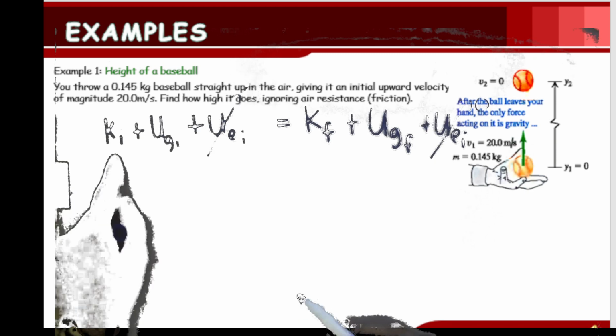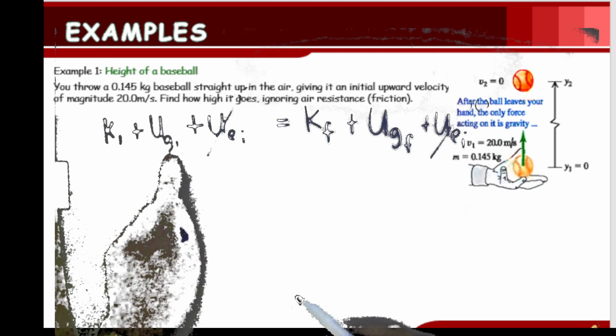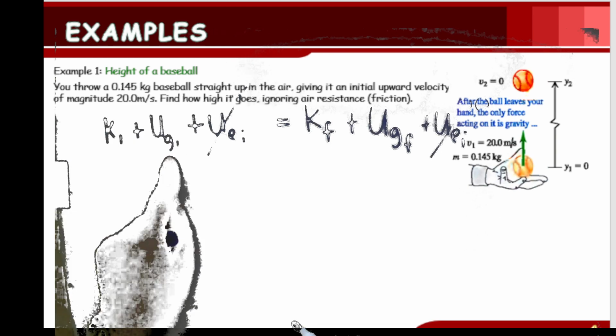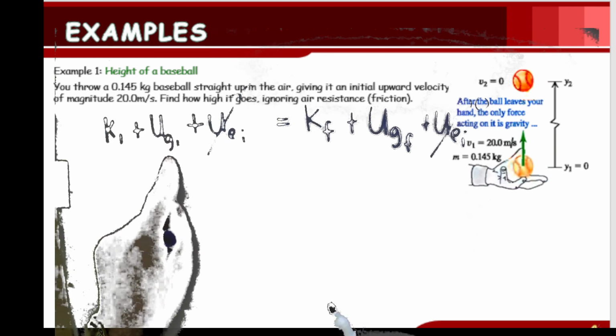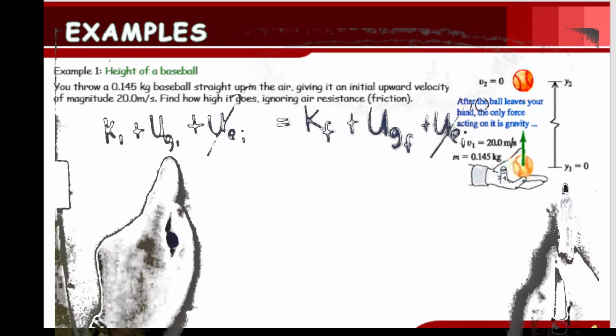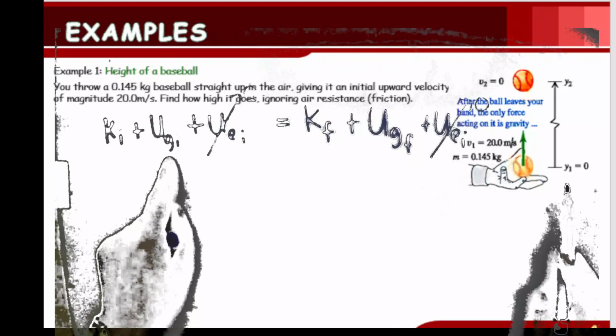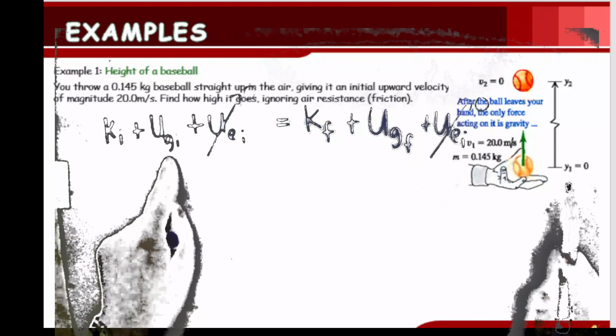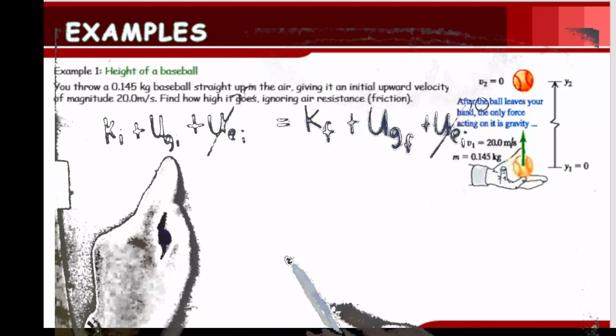Now, next sa gravitational potential energy, ang gravitational is mgy. So, at the initial position, unsa man atong y initial? Y initial is zero. So, do we have initial gravitational potential energy?